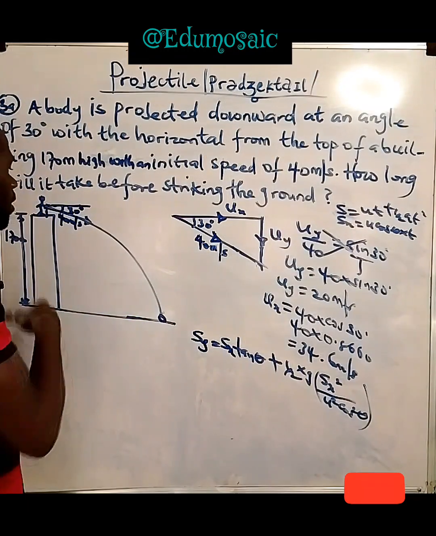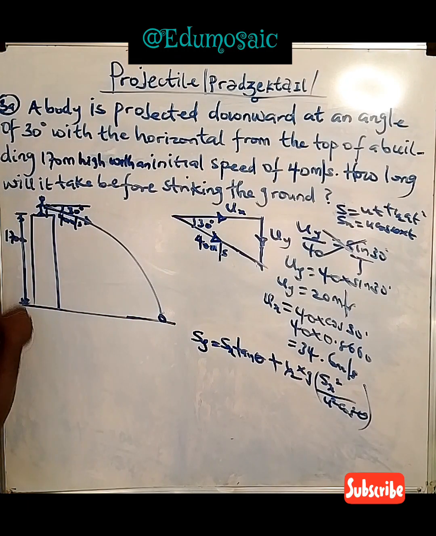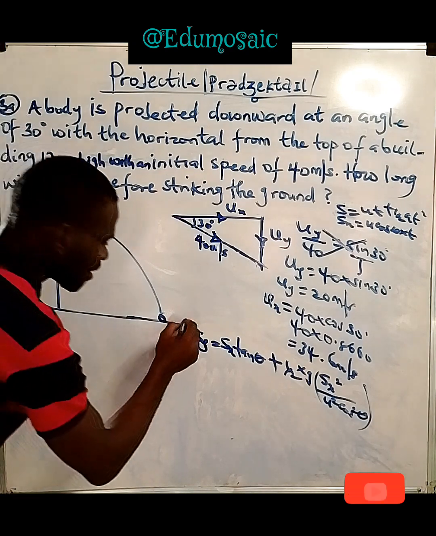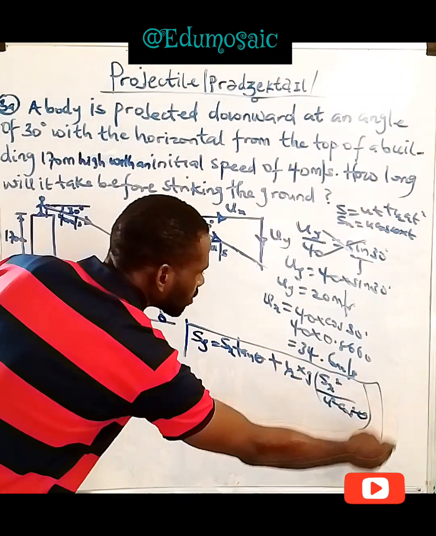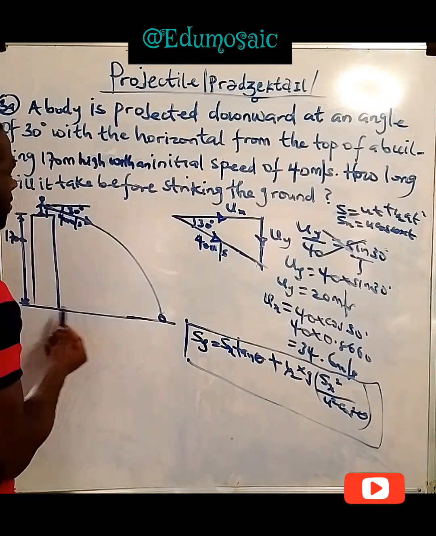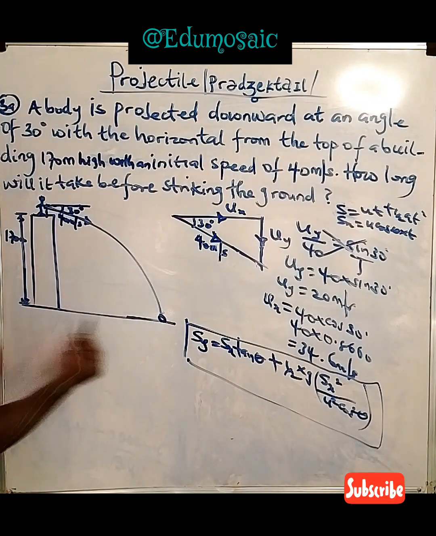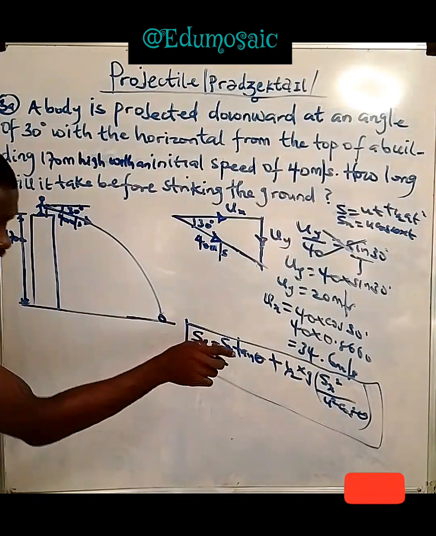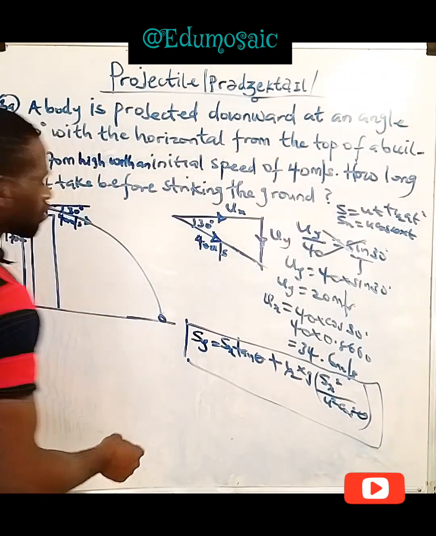We can get the time by considering this. You can get the time by using this, easily. So there's no need using this because there's no provision for the time. What we can use this to get is the distance the body covered on the x-axis or on the y-axis easily, or the angle of projection, or even the initial speed. This formula is such a wonderful formula.